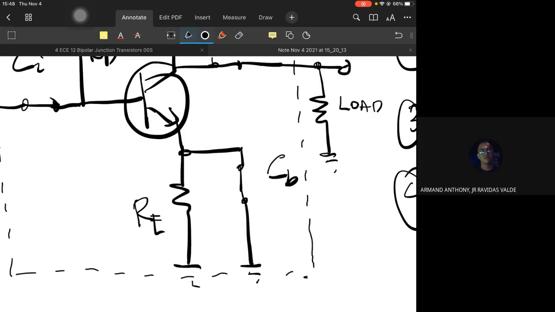So for AC analysis, tungod kay naka-short na siya nga capacitor, IE will flow here na. So mawala na si RE. Di na mo flow si current kang RE because as we know from physics or circuits, current will flow to the least resistance. So if naa resistor here, RE, di na siya mo flow diha, dito na siya mo flow. So practically mawala ni si RE.